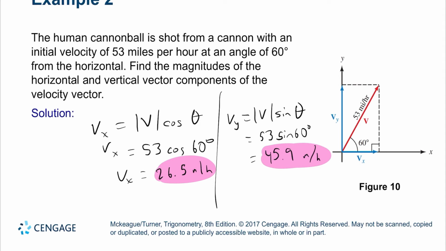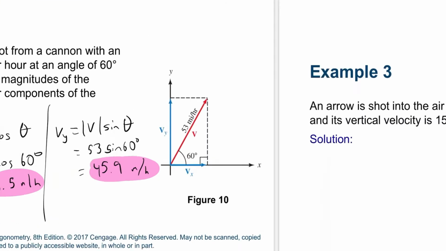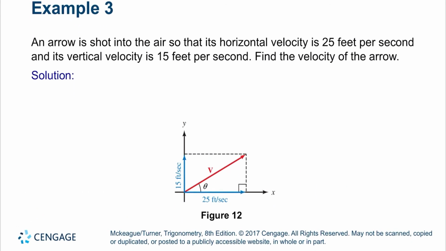So that's how you would find those components of a vector. The next example is going to be very similar to what we just did. Find the velocity of the arrow. Well, we can do the Pythagorean Theorem here. So this is really 15 over here. We can move this to the other side because this is a rectangle, so these two vectors are the same.